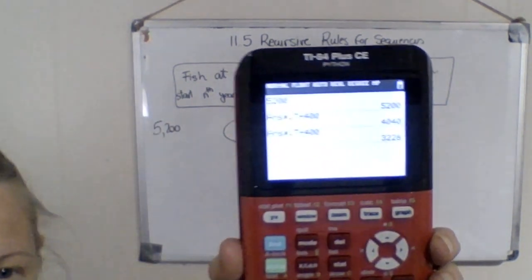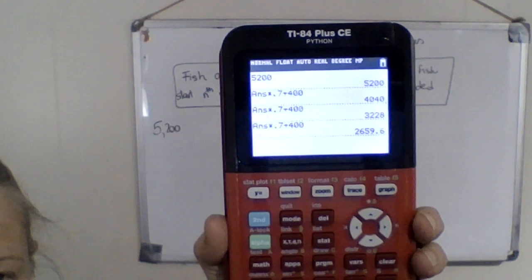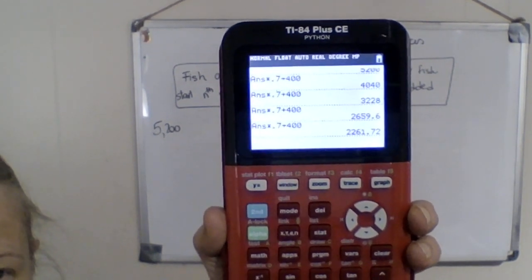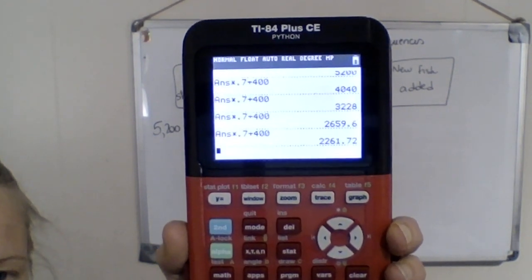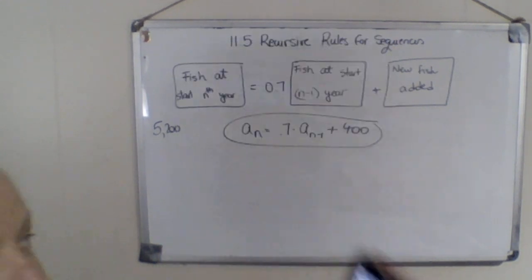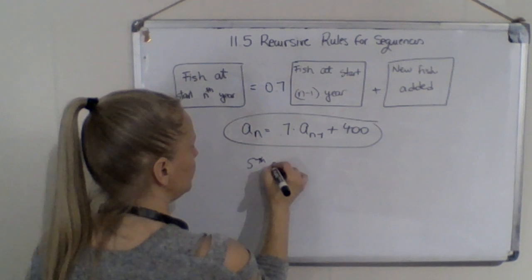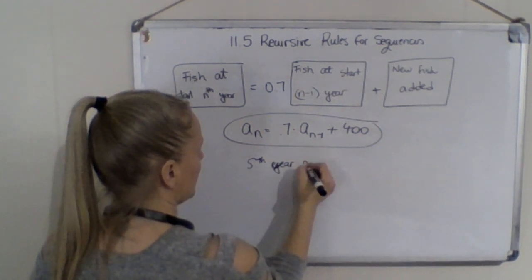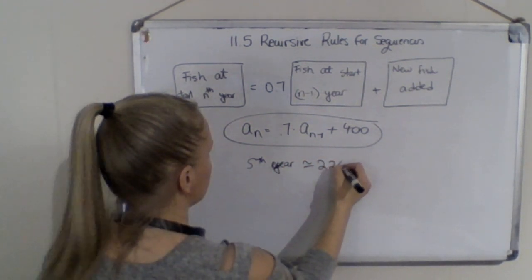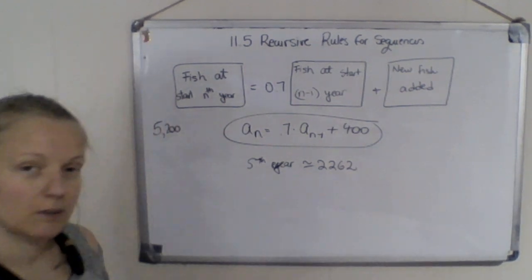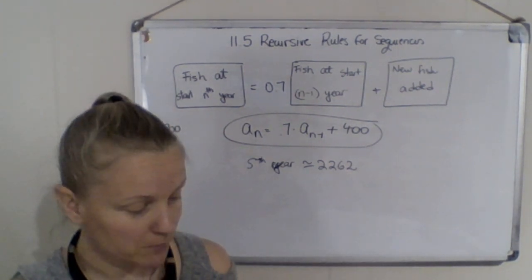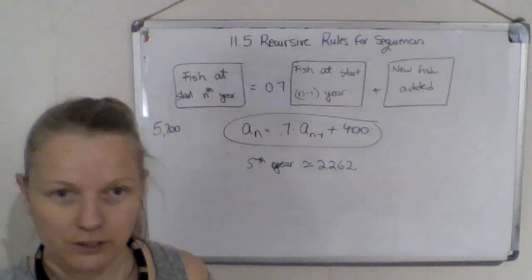Let me put it in here. And then this is the 4th year. This is the 5th year. So about the 5th year, we're going to get 2,262 fish in the pond in the 5th year. About 2,262 fish, right?